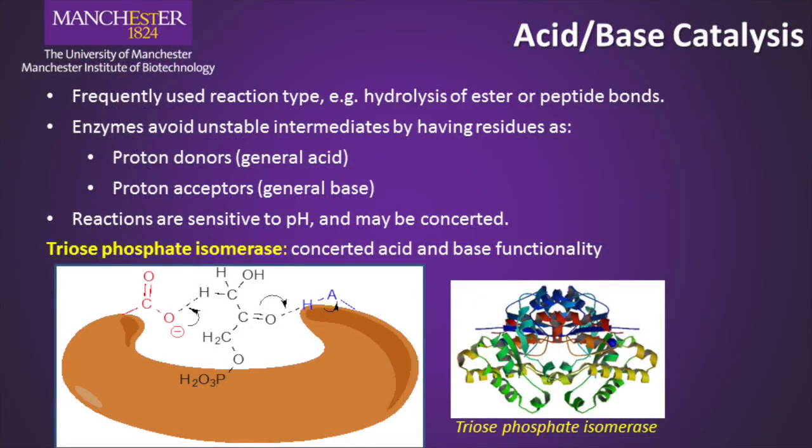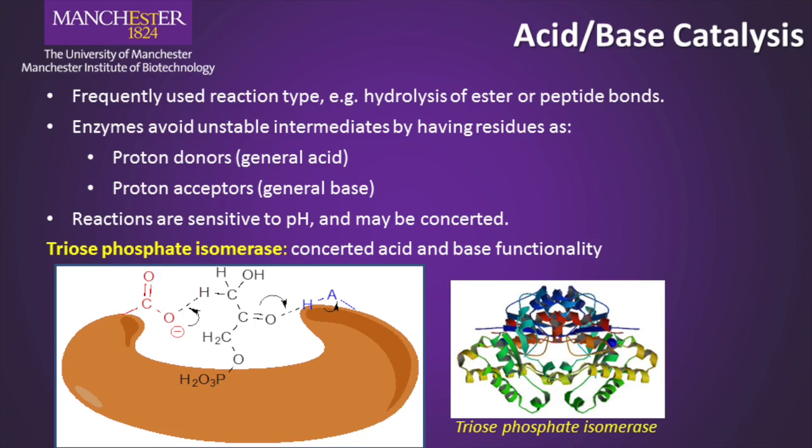Acid-base catalysis is another aspect of enzyme catalysis that's fundamentally important to many enzyme systems. This is a frequently used reaction type. We see it, for example, in the hydrolysis of esters or peptide bonds by proteases and other enzymes. What the enzymes do in this case is to use proton donors, or general acids, and proton acceptors, general bases, strategically located within the enzyme active site to supply a proton or remove a proton at a key part in the enzyme catalytic sequence.